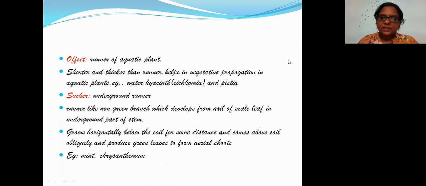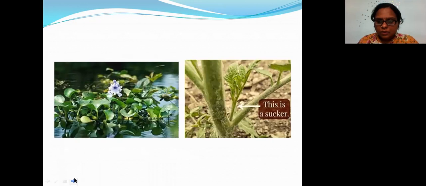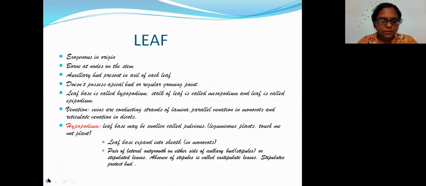So, water hyacinth and Pistia. Sucker, I'll show you sucker. You can see that this offset and sucker are both actually runners. This is the runner of the aquatic plant. This is an underground runner. See students, here, this is a sucker. Can you see this sucker? Why I have taken this diagram, I'll show you according to the point.